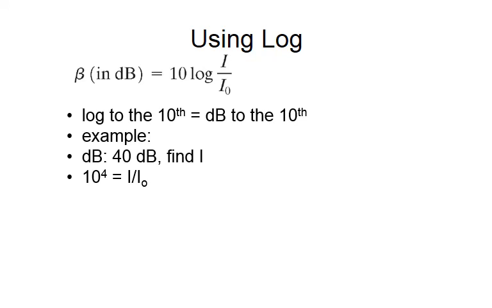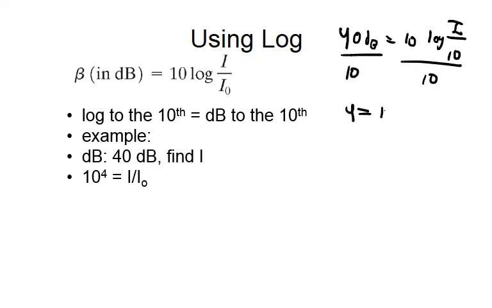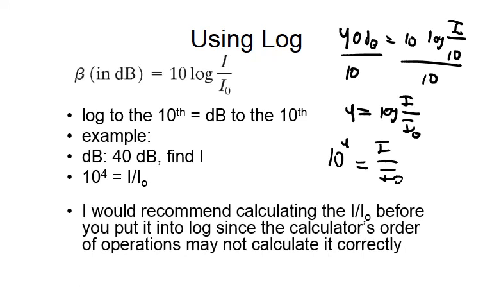So in this case, we have 40 decibels equals 10 log I over I 0. We divide both sides by 10, so we have 4 equals log I over I 0. And then once we do that, we take both sides to the 10th power. So it'd be 10 to the 4th, and that equals I over I 0.